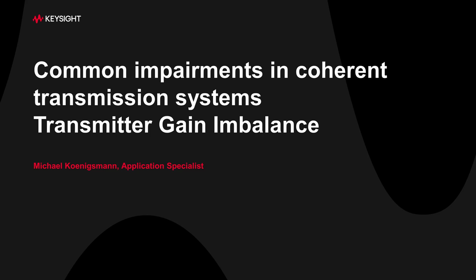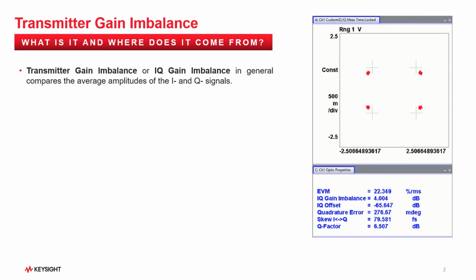The second part of the series will cover the identification of transmitter gain imbalance and what could be causing it. A transmitter gain imbalance, or IQ gain imbalance, in general describes the differences of the amplitudes of the I and Q signals of a complexly modulated signal.